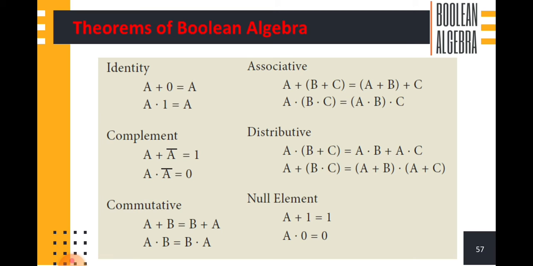B dot C first. On the left side we put brackets for B into C, so A into (B dot C). On the right side we put brackets for A into B, so (A dot B) dot C. Okay. So this is the associative law.